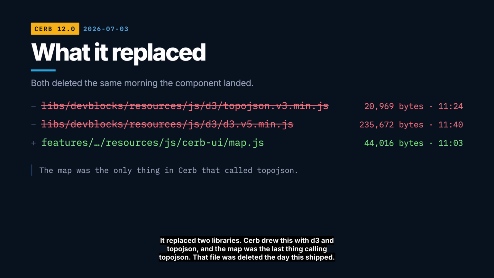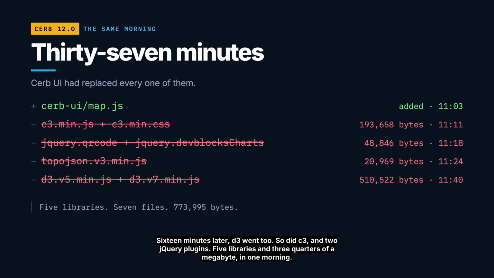It replaced two libraries. Cerb drew this with D3 and TopoJSON, and the map was the last thing calling TopoJSON. That file was deleted the day this shipped. 16 minutes later, D3 went too. So did C3, and 2 jQuery plugins, 5 libraries, and 3/4 of a megabyte in one morning.